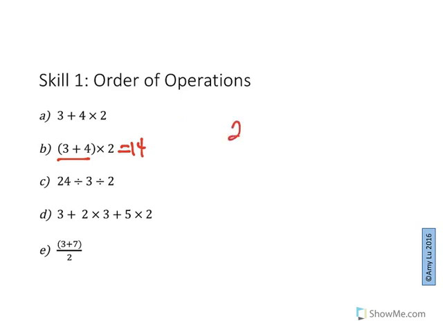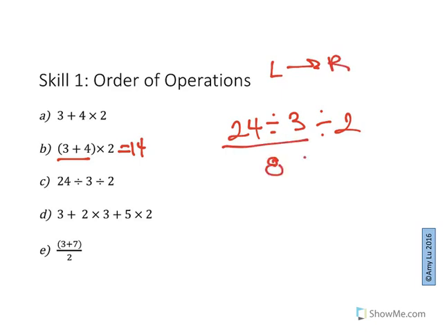In the next problem, I have 24 divided by 3 divided by 2. Now, according to BIDMAS, I deal with brackets. Nope. Indices. Nope. Multiplication, division. Lots of division. Now the rule is you travel from left to right. So 24 divided by 3 is 8. And I write down what I have left over. Then 8 divided by 2 is 4. So my answer is 4.